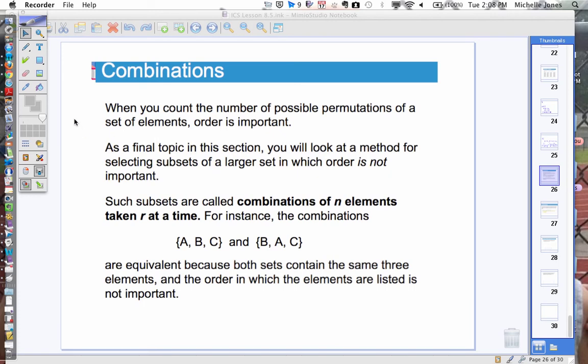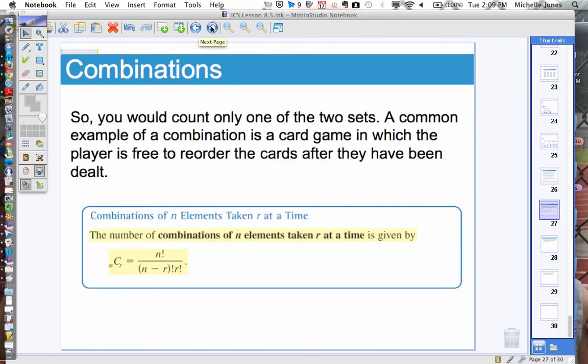When you count the number of possible permutations of a set of elements, order is important. And I keep saying that. Permutation, order matters. Combinations, not so much. So for combinations, you can have any order. You can have ABC, BAC, they're equal. Order doesn't matter. So, what does that mean? You would count only one of the two subsets.